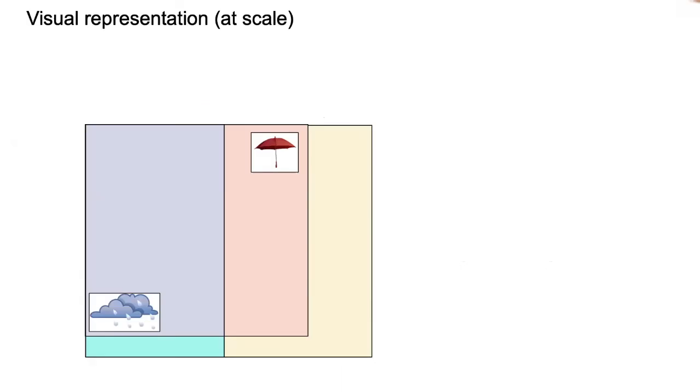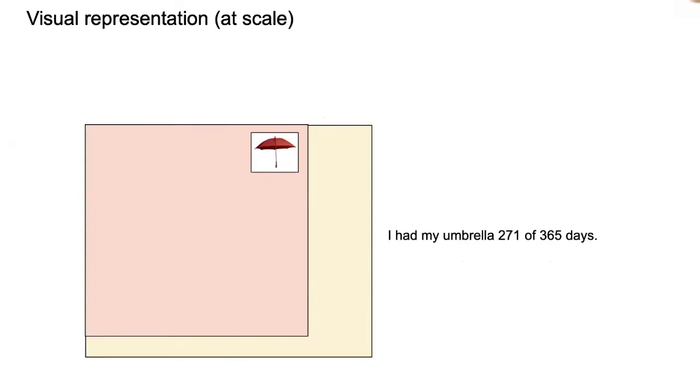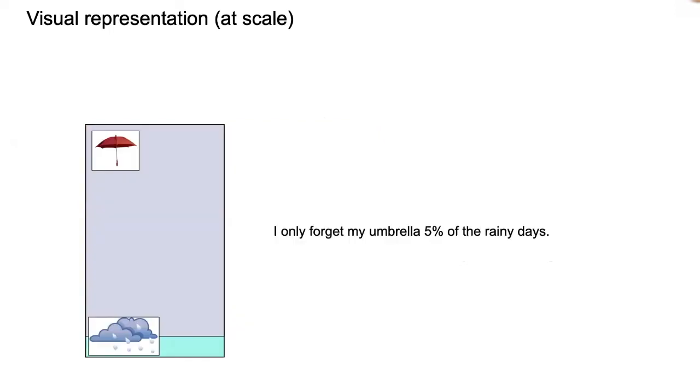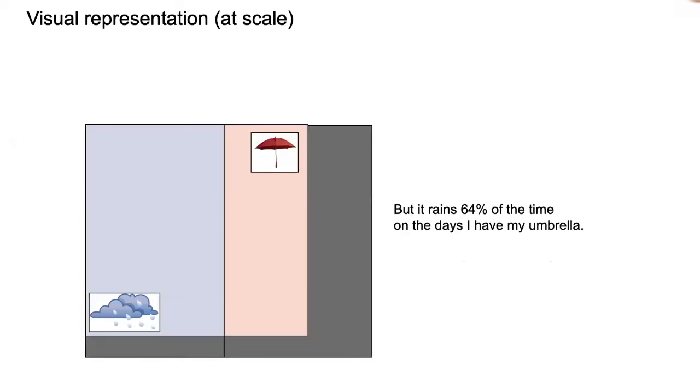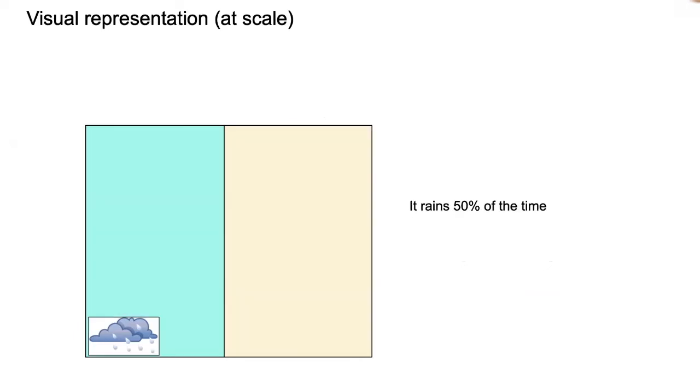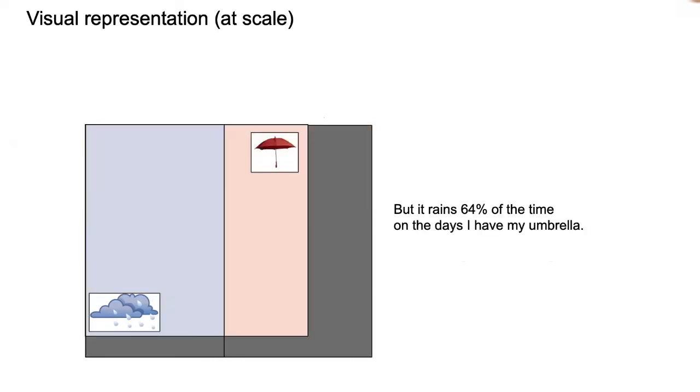I have plenty of visuals here, but this is pretty much it. I had my umbrella 271 times on these days. I only forgot it 5% of the rainy days. It rains 50% of the time, so this gives me the areas, and it rains 64% of the time on the days that I have my umbrella. This is called the prior, the a priori probability. There's odds of 1 to 1 that it rains. But if I give you the extra information that I have my umbrella, then it jumps to 64%. It got a little bit higher, because of course that's a hint. If I have my umbrella, there's probably a reason for it.